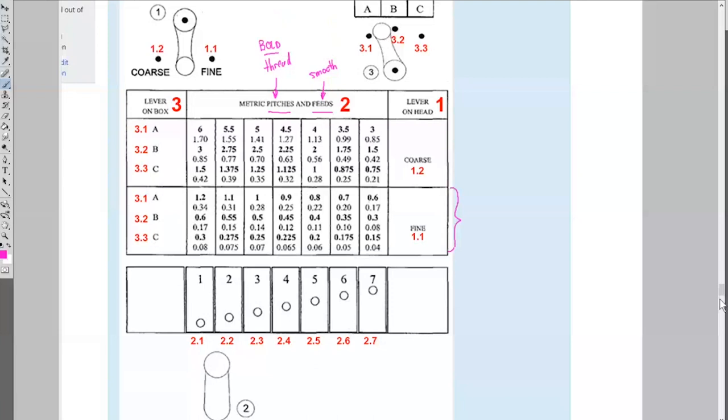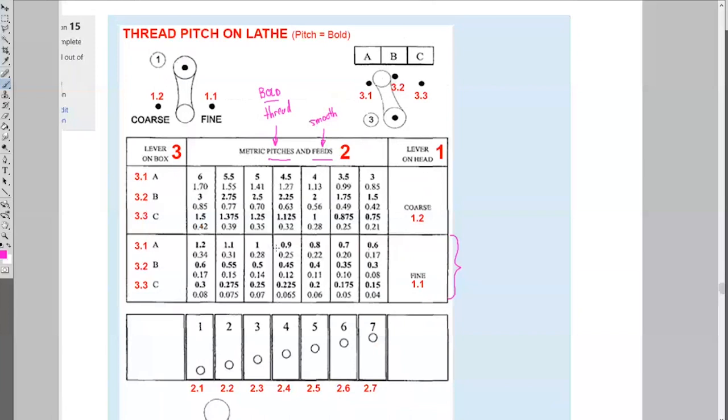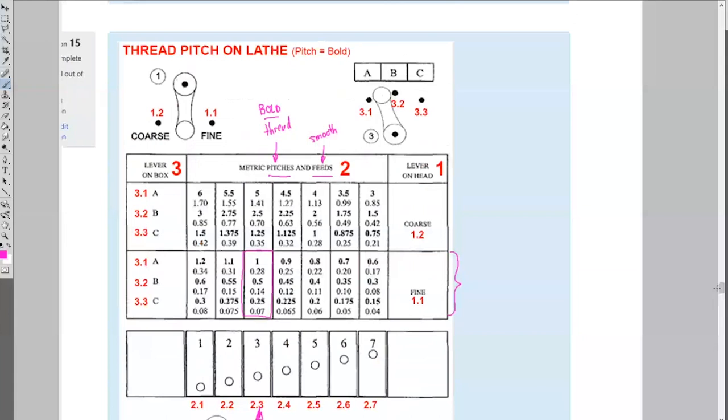2.3. All right, so lever 2 is in position 3. So we're in this column here, 2.3. So we're in this box now. Second row, third on lever 3. And the last lever is lever 3 in position 2. So lever 3, position 2, which is this one here. So that's the numbers right there.